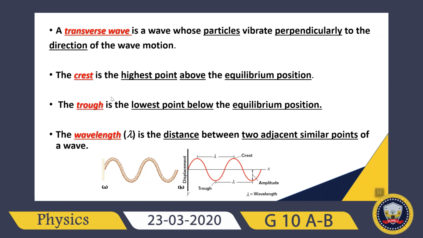So again, this wave is called a transverse wave. The transverse wave is a wave whose particles vibrate perpendicularly to the direction of the wave motion, and it consists of crests and troughs.